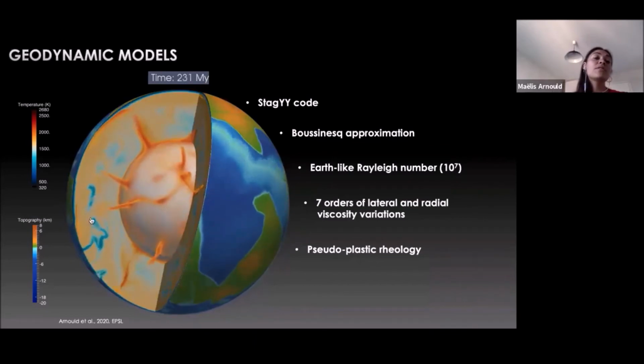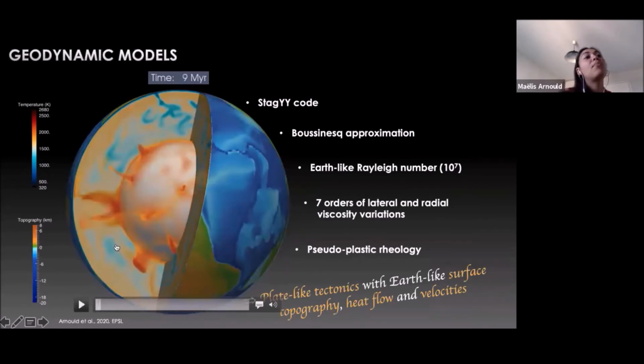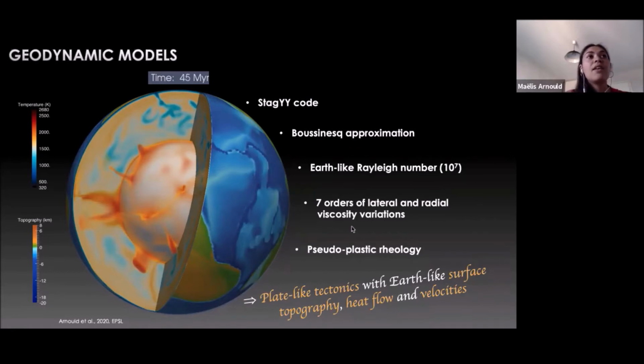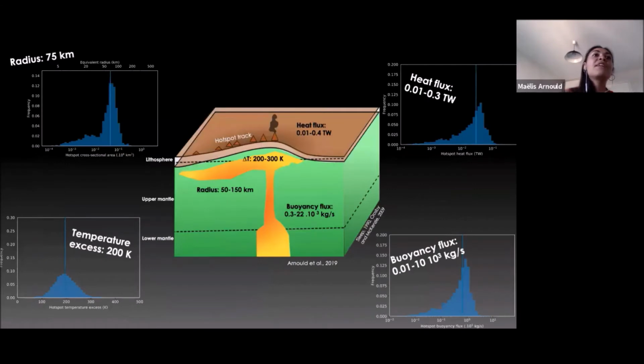And all those models actually produce plate-like tectonics with Earth-like surface topography, heat flow, and plate velocities. And so that's why they are quite useful to be able to compare with the Earth. If we specifically look at mantle plume characteristics that arise from these models, we can compare them with observations of mantle plumes that we have from the Earth.